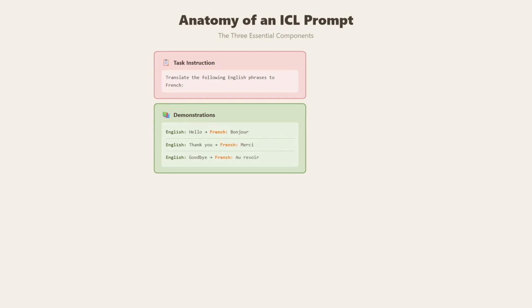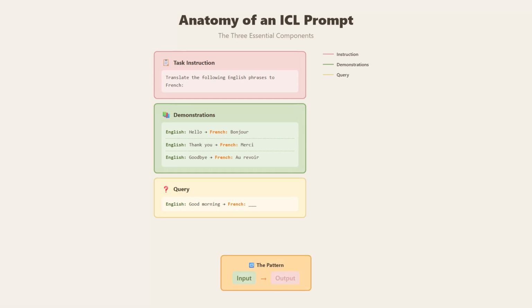Second, we have the demonstrations. These are the input-output pairs that teach the model the pattern. Here, we show hello maps to bonjour, thank you maps to merci, and goodbye maps to au revoir. Each demonstration reinforces the translation pattern. The model learns not from explicit rules, but from the examples themselves. Third is the query. This is the new input you want the model to process. We ask English, good morning, and leave a blank for the French output. The model now has everything it needs to complete this task.